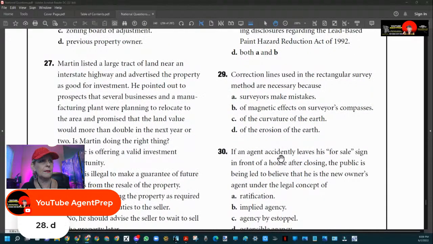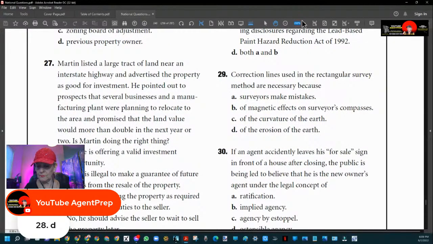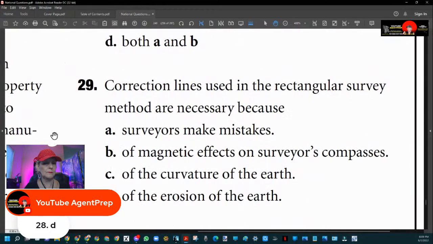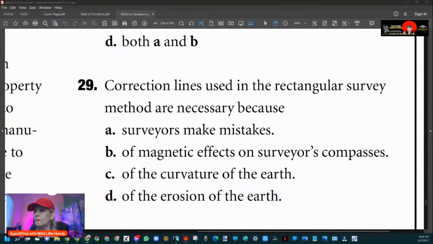Number 29. Okay, no questions, no questions. All right.